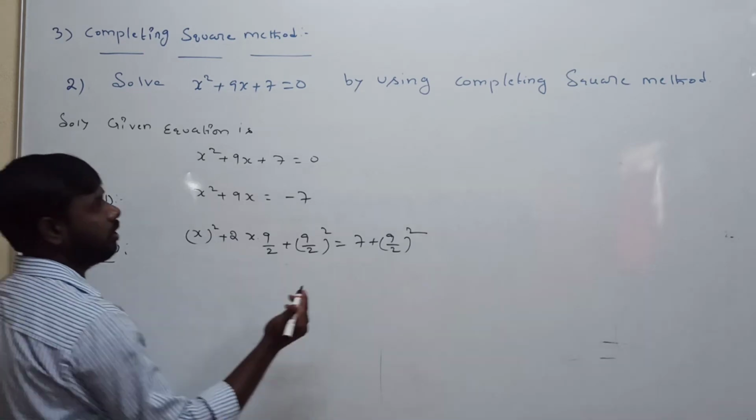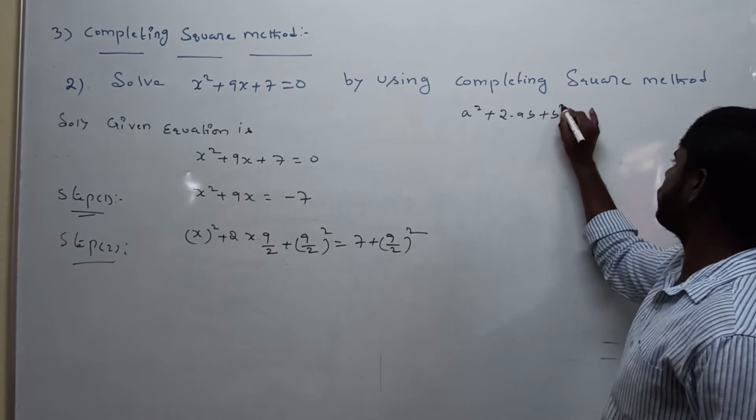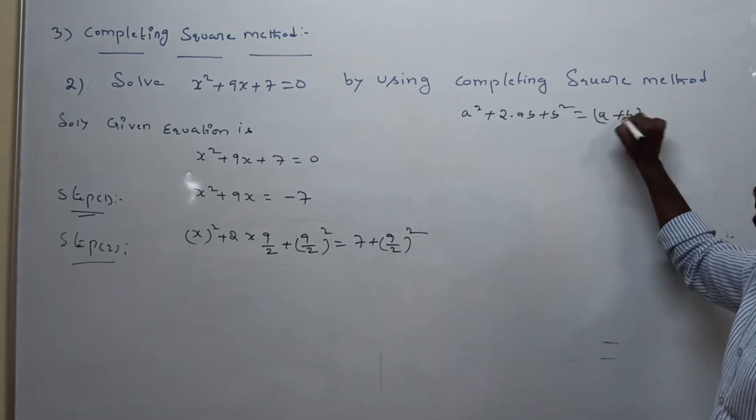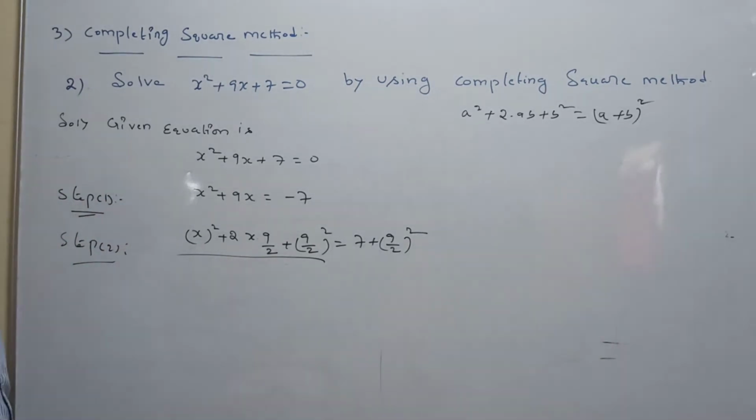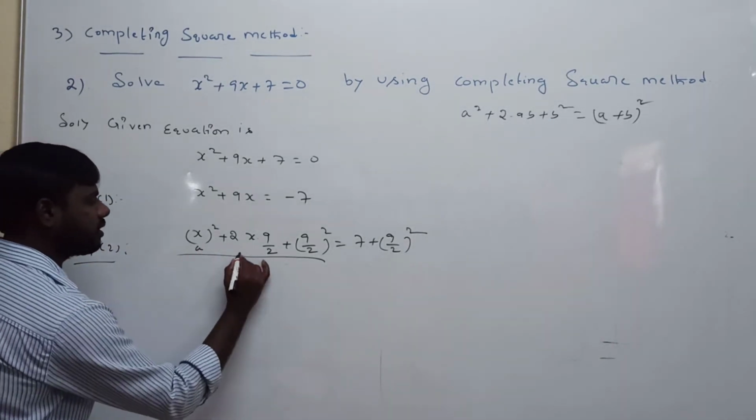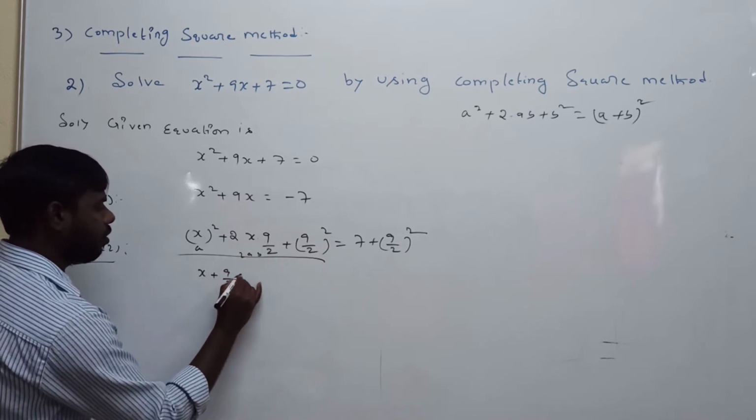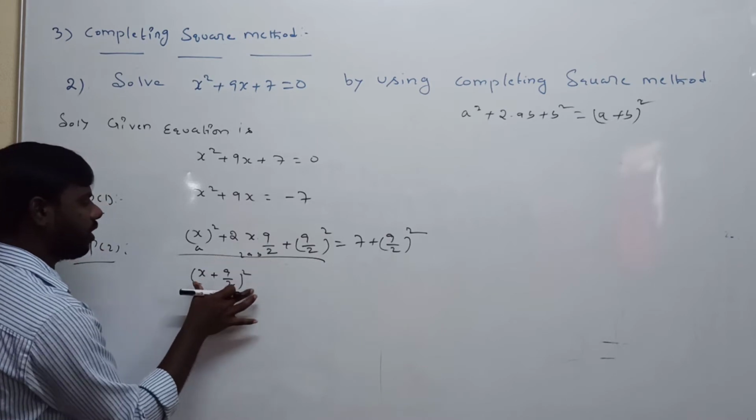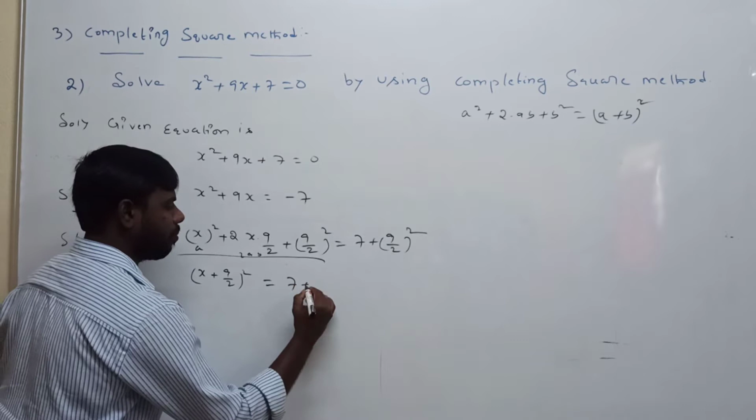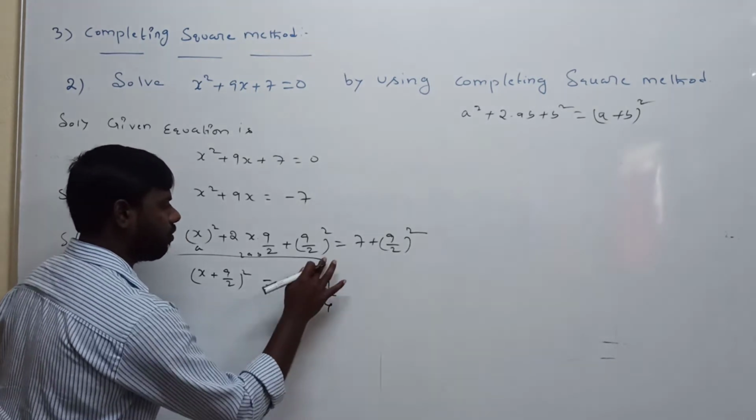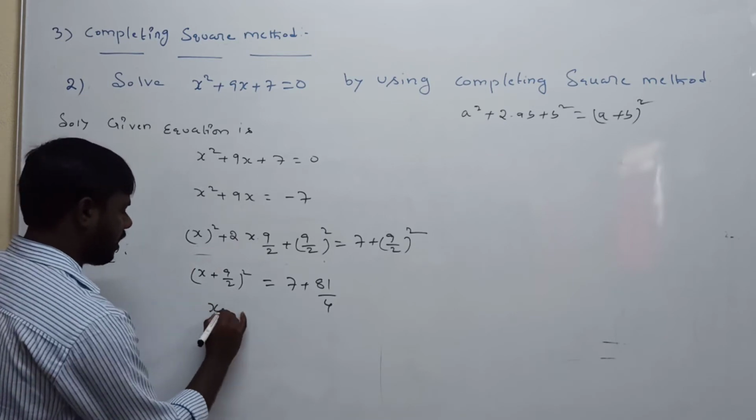This whole function, which form are we applying? A square plus 2ab plus b square can be written as a plus b whole square. To convert this whole function to a complete square, a value is x, 2ab, b value is 9 by 2. So a plus b whole square. This whole function we are writing as a plus b whole square. The right hand side, simplify. 7 plus 9 square value is 81. 2 square value is 4. Everyone understood? The next one is take the right hand side LCM.